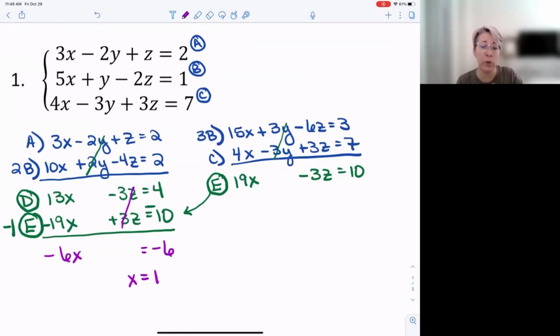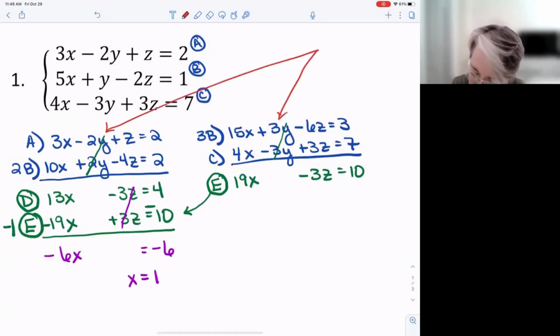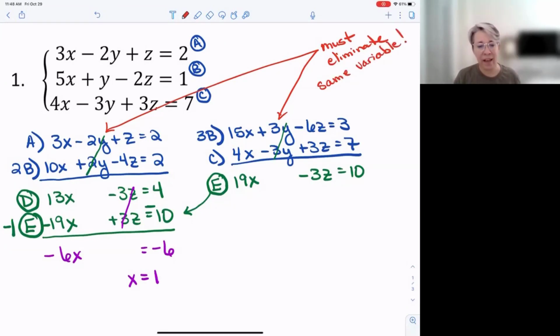So notice both times, I got rid of the y's. If we'd gotten rid of the z's the first time, we'd have to get rid of the z's the second time. Be consistent. Matter of fact, write yourself a note: must eliminate same variable. So now that we have x equals 1, we have one of our solutions.